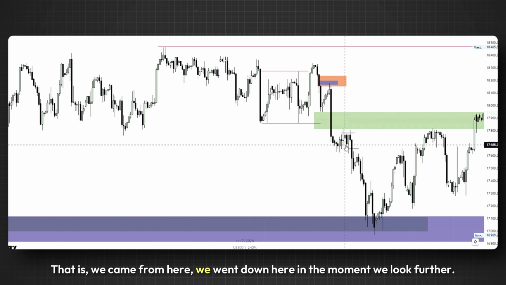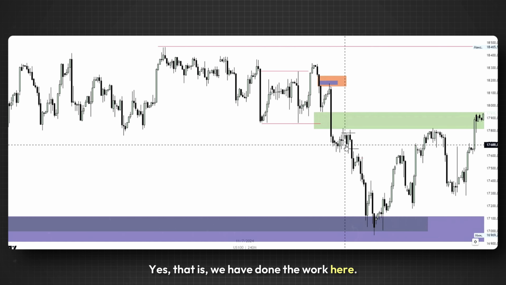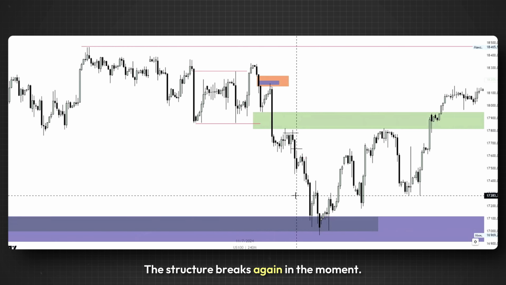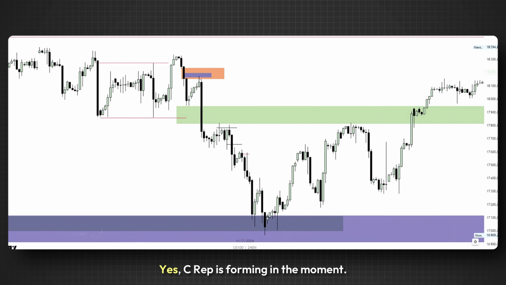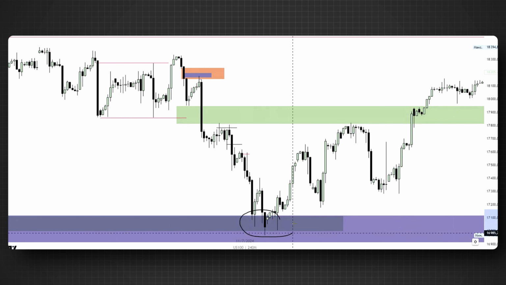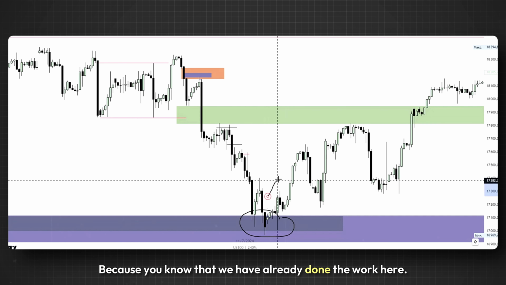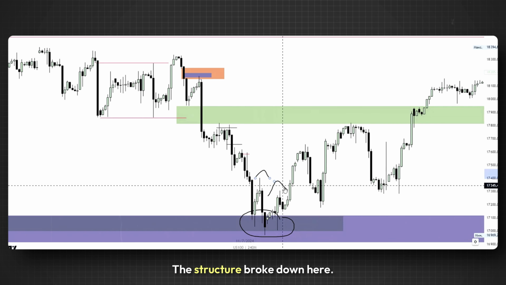That is, we came from here, we went down here. In the moment we look further, yes, that is, we have done the work here. Everything is traded here. What does that tell us? The structure breaks, again, in the moment. What else do we see here? C-rep is forming in the moment. That is corrective rebalancing. Why? Because you know that we have already done the work here. The structure broke down here.